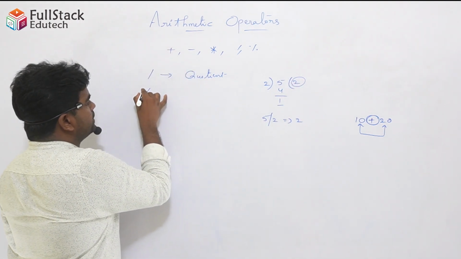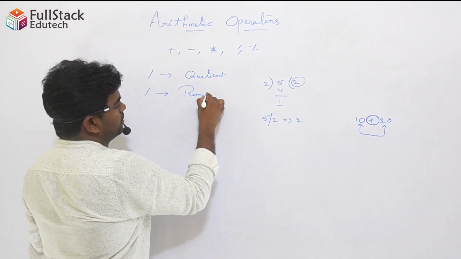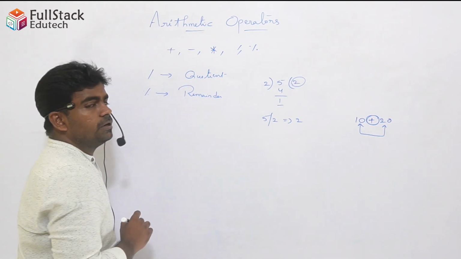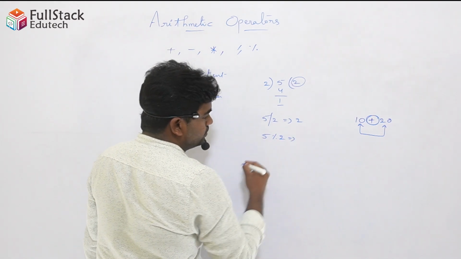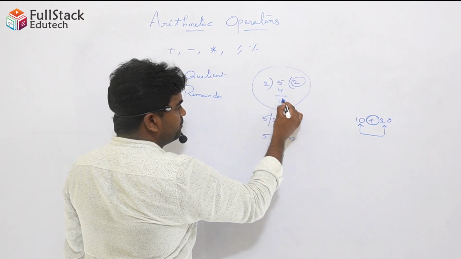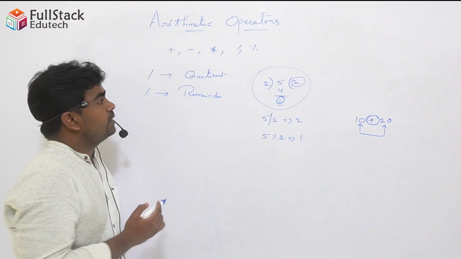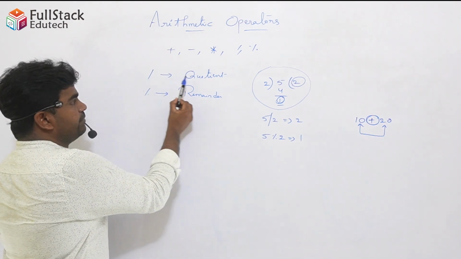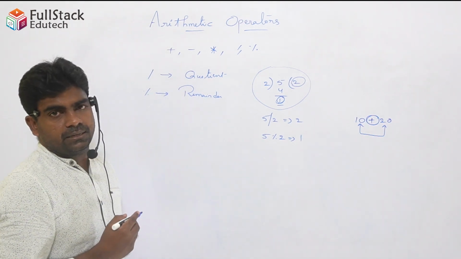Next, this is called the mod operation. It will return the remainder. We can also call it modulo division. Simply, whenever we use 5 mod 2, it will perform the division operation only, but it will give the remainder as the output. This one will return the quotient and this one will return the remainder.